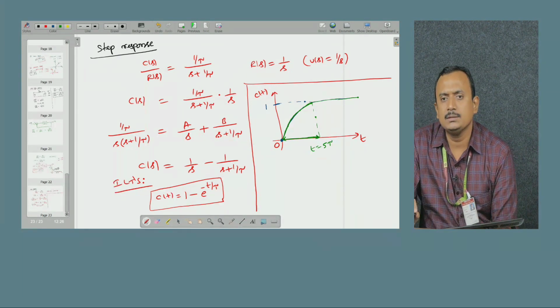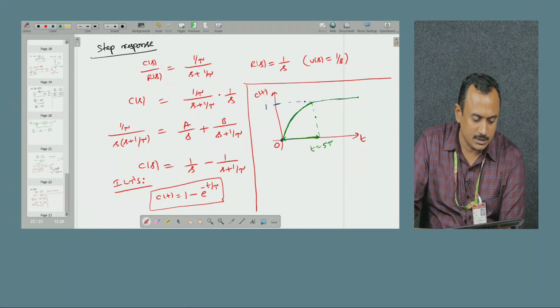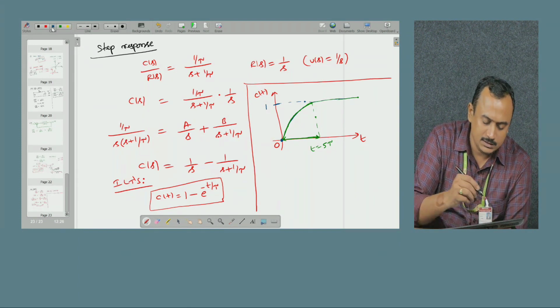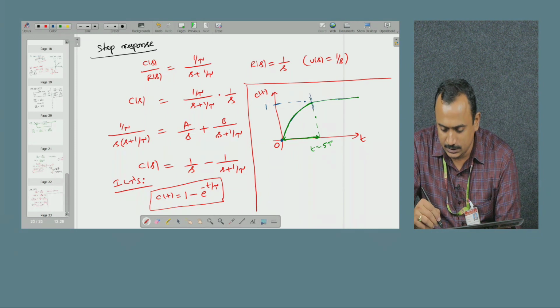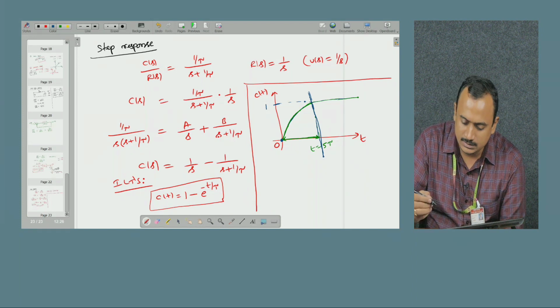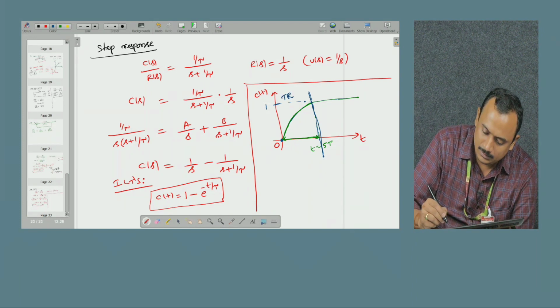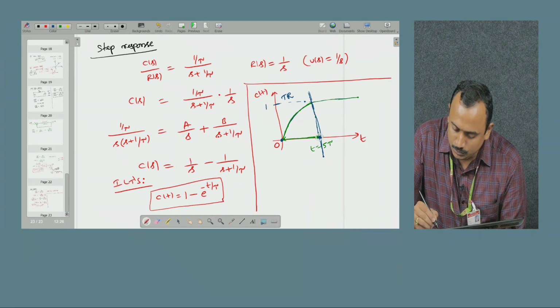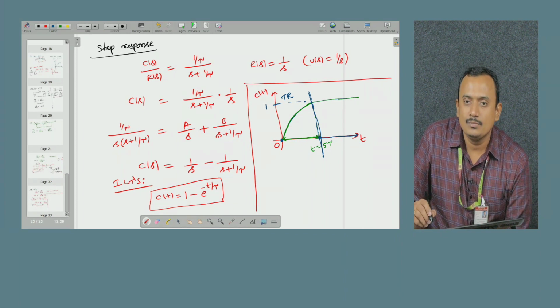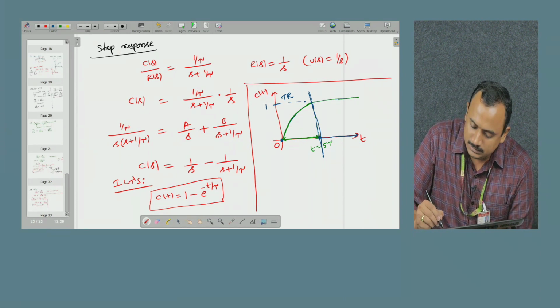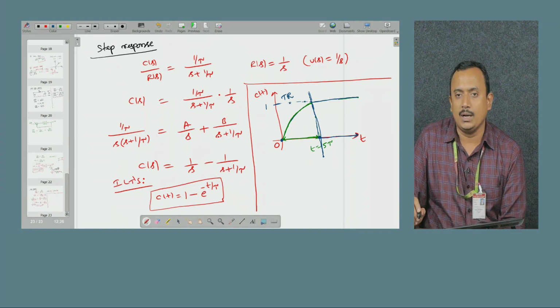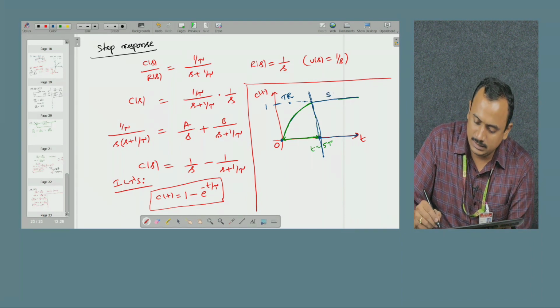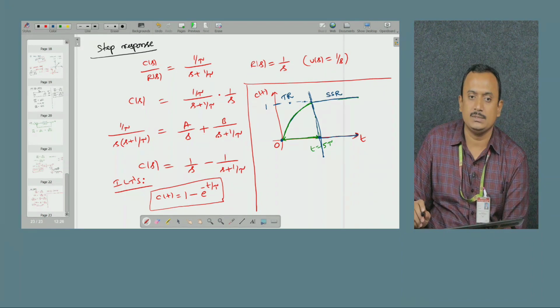The response is changing with respect to time. If the response is changing with respect to time, then we can say that is transient response, right? Now from 5 tau to t, even if I change the value of t, the system magnitude is constant, which is equal to 1. This is known as steady state response, right?